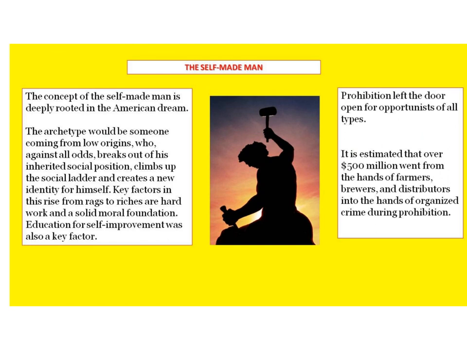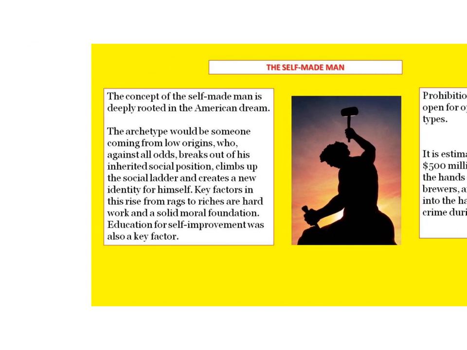And secondly, in this idea of the American dream, is the notion of the self-made man. So that's one that's deeply rooted in the American dream. The archetype, the typical version of this, would be someone coming from low origins, Jay Gatz, who against all odds meets Dan Cody, breaks out of his inherited social position, kind of nowhere really, climbs up the social ladder. Please watch the language video, particularly some of the imagery from chapter 6, as we start to see the first meeting between the young Jay Gatz and the young Daisy Fay, as she was then, and creates a new identity for himself. Well, Jay Gatz becomes Gatsby, and many forms of Gatsby.